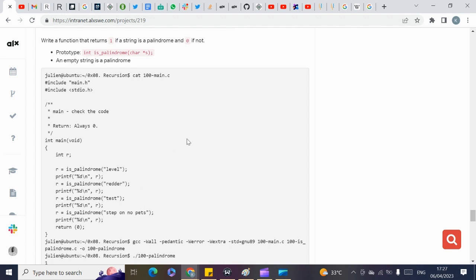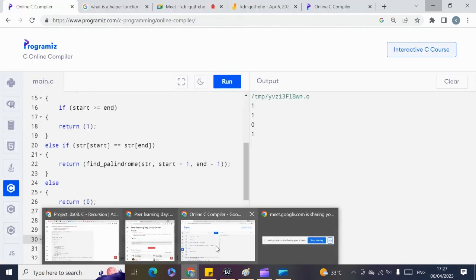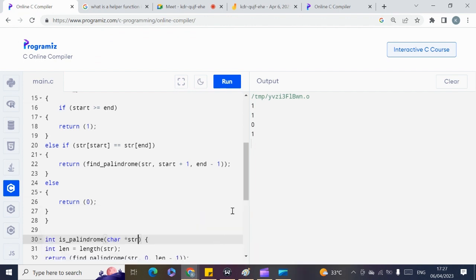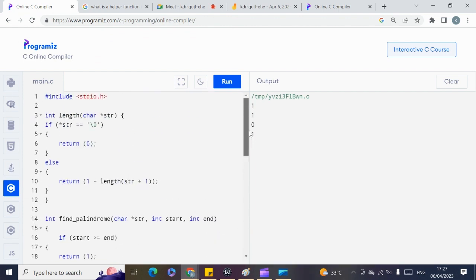I realized that when you reverse the string and compare, it is not really efficient. So I used this one, even though it will work, because I wanted to use a different route. Okay, so where is the code? Let me look for the code. And this is it. So this is what I did.